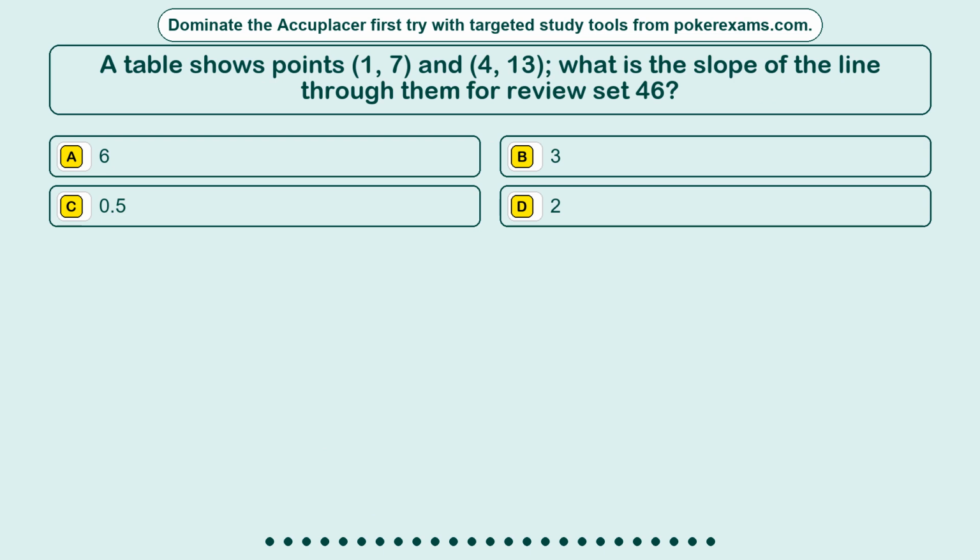Question 11. A table shows points (1, 7) and (4, 13). What is the slope of the line through them for review set 46? Option A: 6. Option B: 3. Option C: 0.5. Option D: 2.